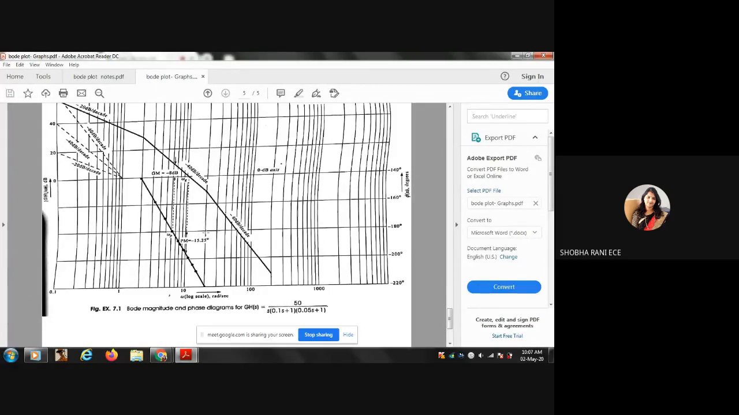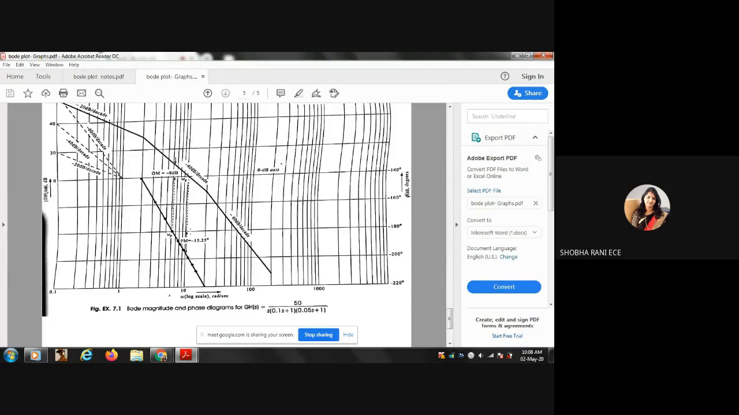I'll repeat again. Omega g you would have got here. Come straight down here and it will intersect the phase plot at some point. Now that point you have to measure from the minus 180 degree line. This minus 180 degree line and 0 dB line are your reference lines for calculating the phase margin and the gain margin. To measure the phase margin, the minus 180 degree line is used as the reference, and to measure the gain margin, the 0 dB line is used as the reference.